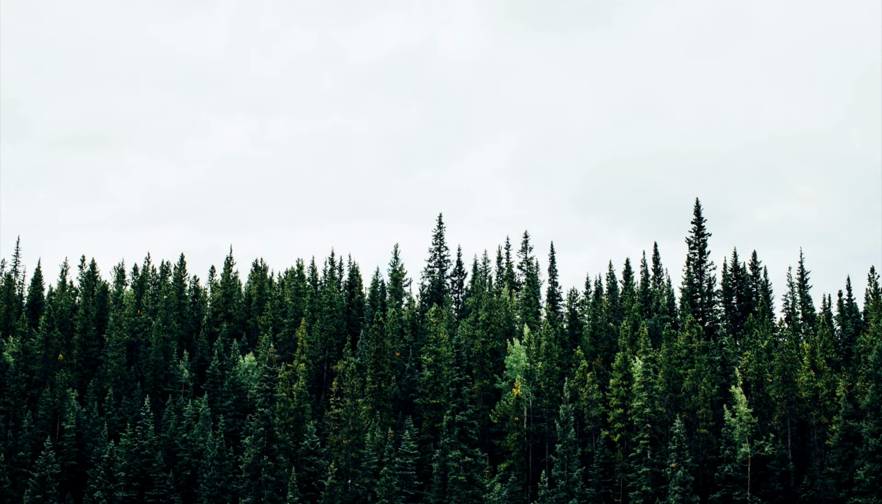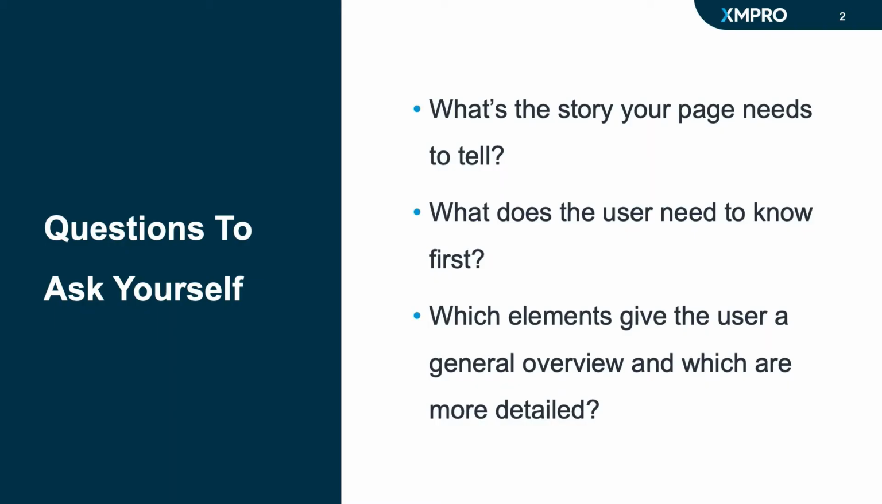It's so easy to get bogged down in choosing colors and font sizes and to forget that there are really important questions that you actually need to ask to ensure that your interface serves the people that it's meant for. Here are a few questions to ask yourself when creating a visual hierarchy.